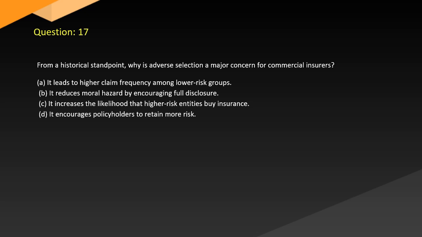Question 17. From a historical standpoint, why is adverse selection a major concern for commercial insurers? A. It leads to higher claim frequency among low-risk groups. B. It reduces moral hazard by encouraging full disclosure. C. It increases the likelihood that higher-risk entities buy insurance. D. It encourages policyholders to retain more risk.